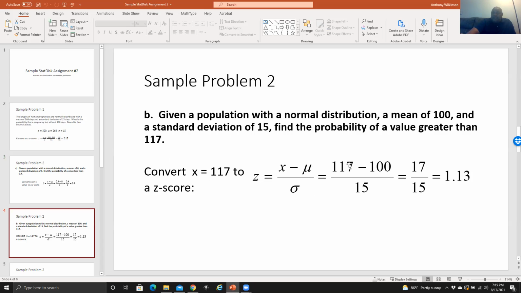And then simplify: 117 minus 100, that's 17. 17 divided by 15, if we round this off to 2 decimal places, is 1.13. So your z is going to be 1.13. And then we're going to enter that value in the box for the z-score. It's still going to be a normal distribution.